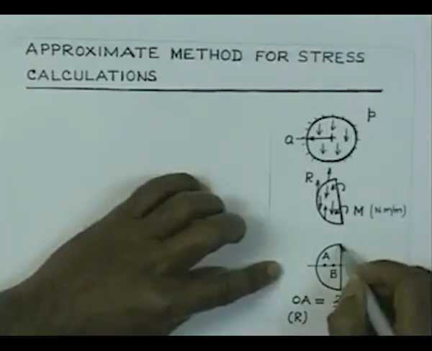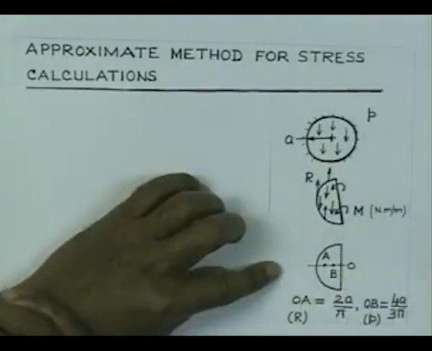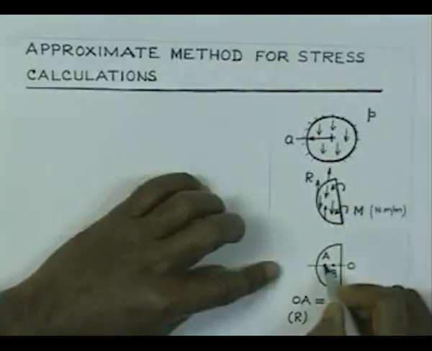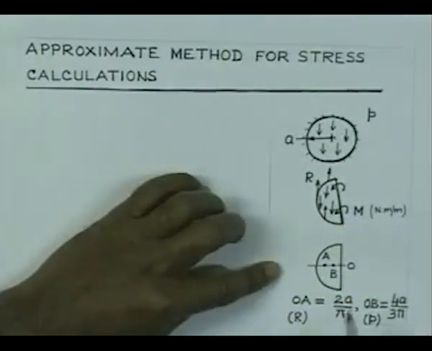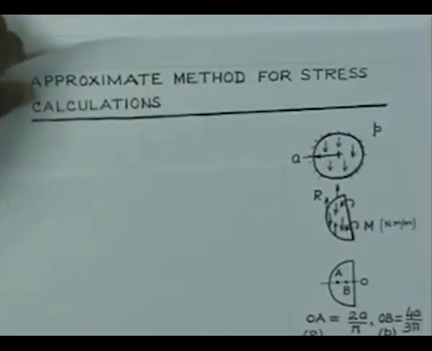Similarly, if you consider that R is the distributed load over the edge of the plate, then this distribution would have a center of gravity at A, which is going to be at a distance of 2a by pi. So, now if we take the moment of all the forces about the diameter, that will help us to calculate the magnitude of this moment.